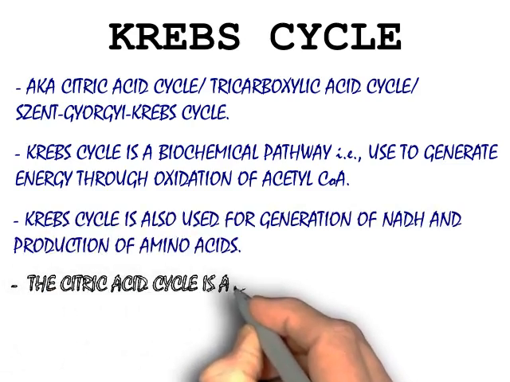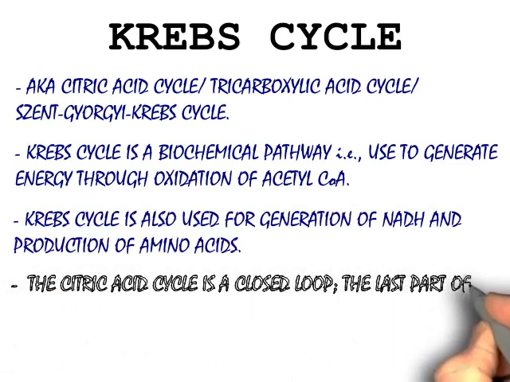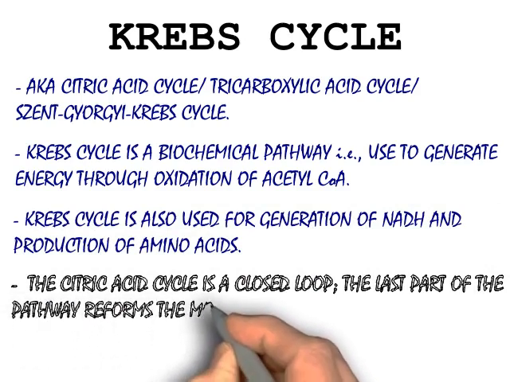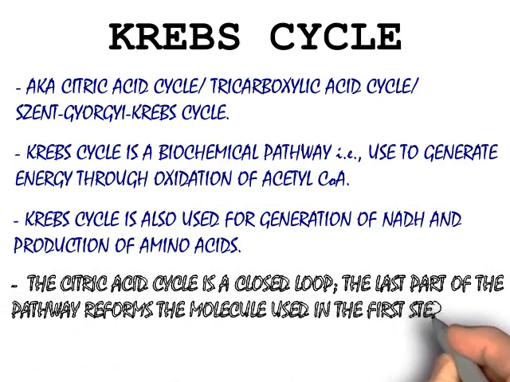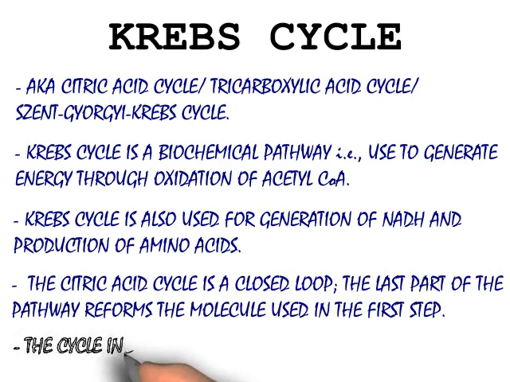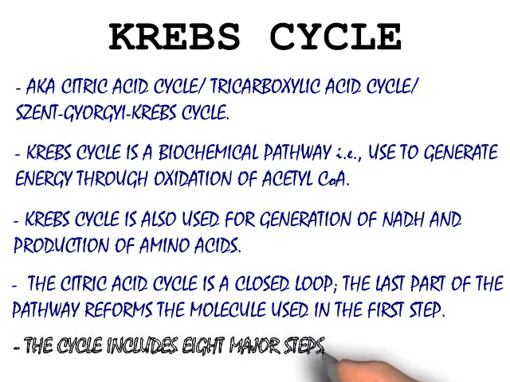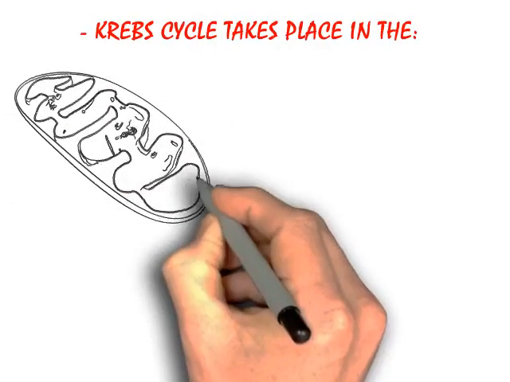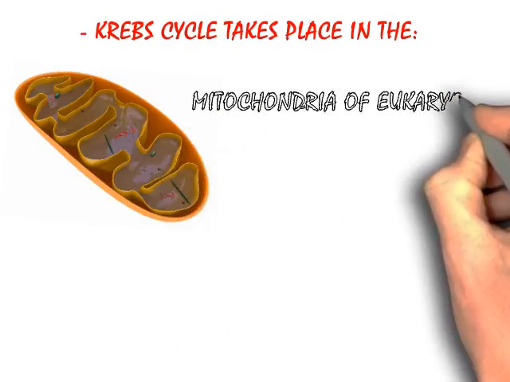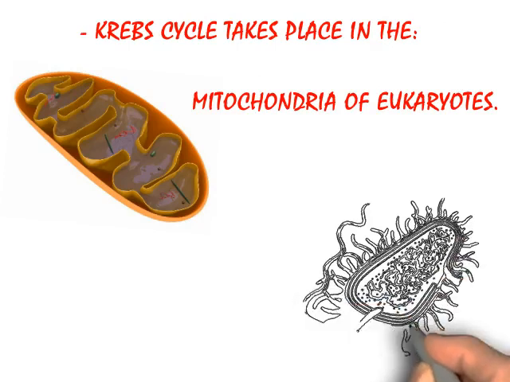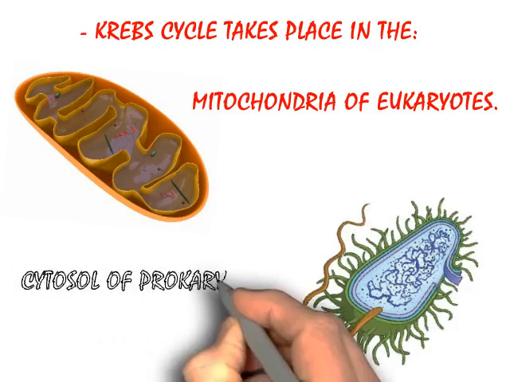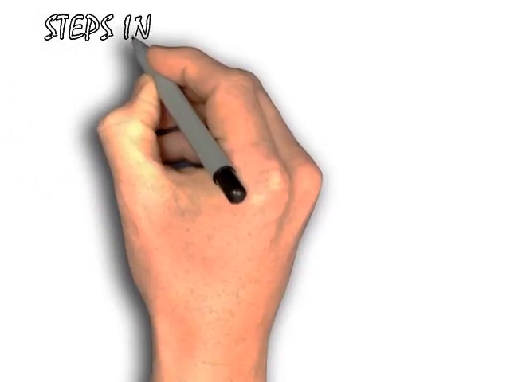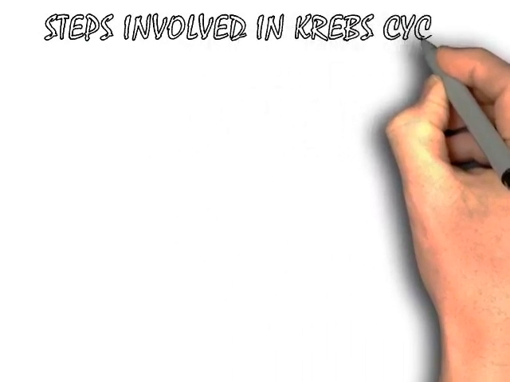The citric acid cycle is a closed loop. The last part of the pathway reforms the molecule used in the first step. The citric acid cycle includes 8 major steps. It takes place in the mitochondria of eukaryotes and the cytosol of prokaryotes. Now let's talk about the different steps involved in the Krebs cycle.